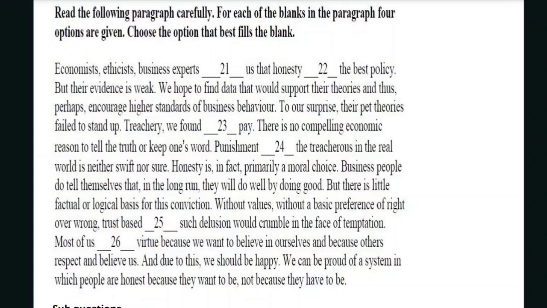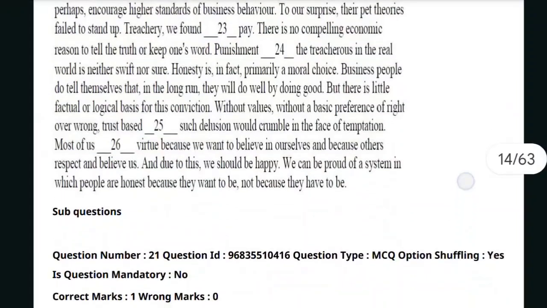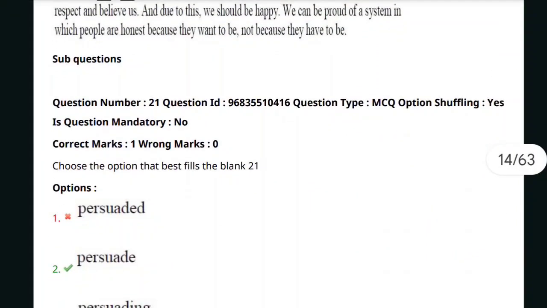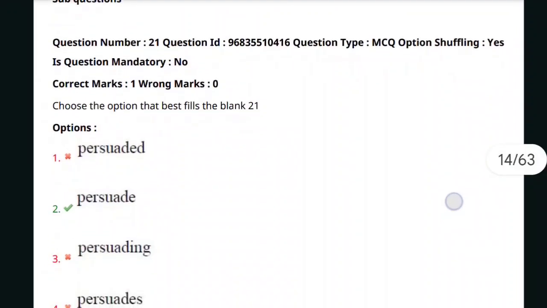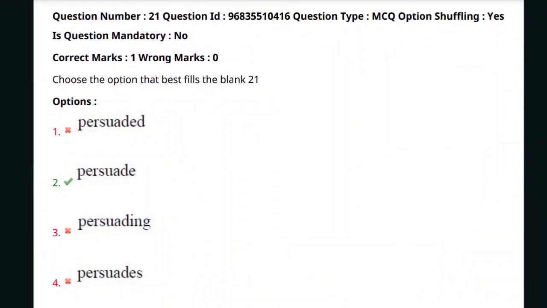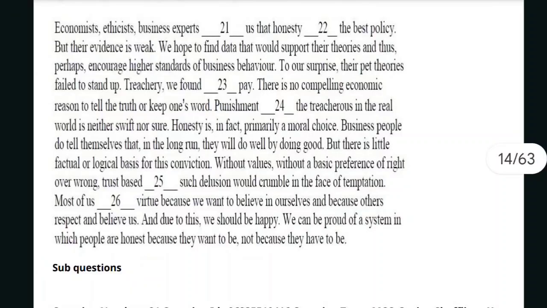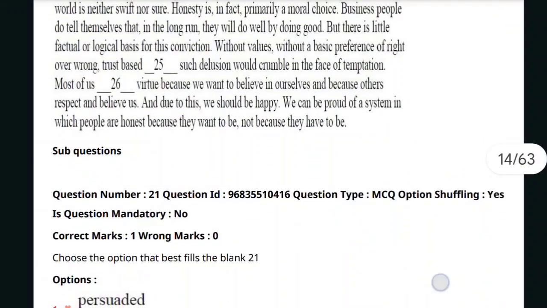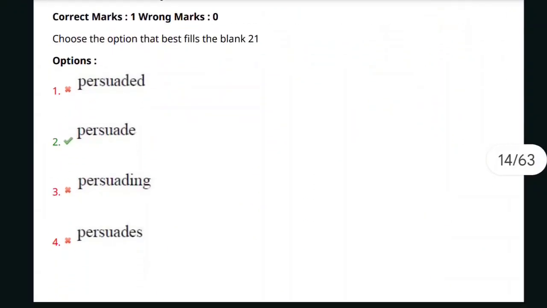If you read this twice, you can find the answers to these blanks. Now we will see the questions on this paragraph. Choose the correct option that best fills the blank. Here they gave options like persuaded, persuade, persuading, and persuades. Let's go to the passage. Economists, ethicists, business experts. Here we have 4 options: persuaded us, persuade us, persuading us, and persuades us.